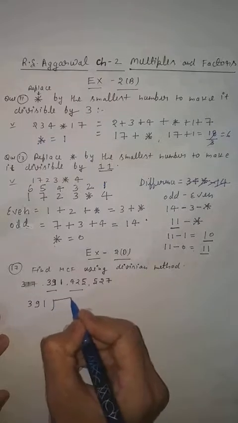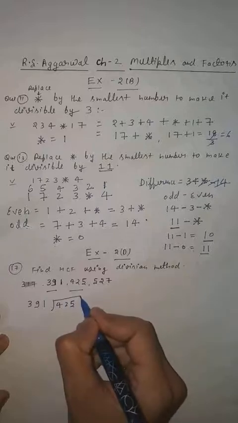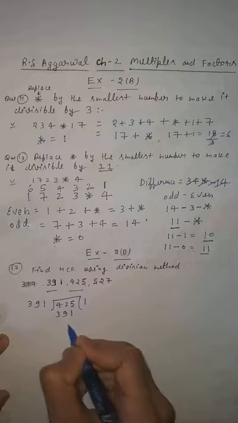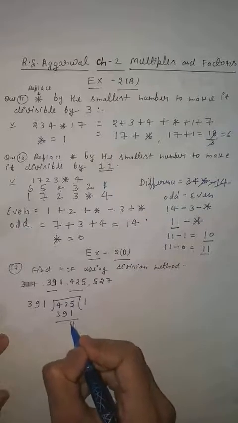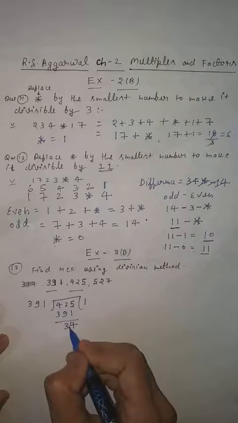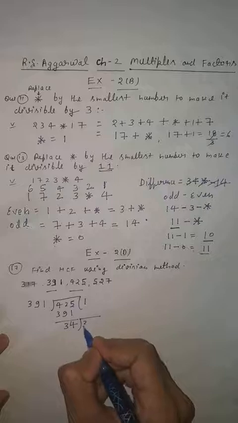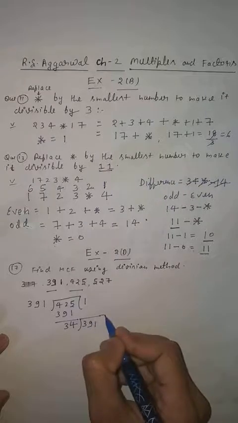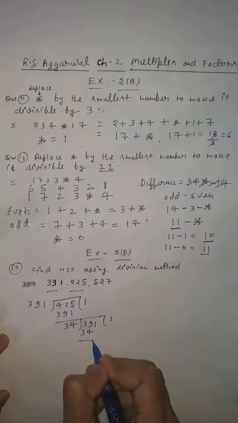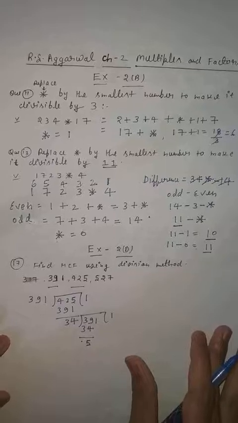See, the last divisor is your answer. So it will go 1 time. It will come 391. Now 5 minus 1, 4. 12 minus 9, 3, and here 3 minus 3, 0. Clear, students? Now again you will divide. Clear? So 34 1 ja 34. 9 minus 4, 5. 3 minus 3, 0.